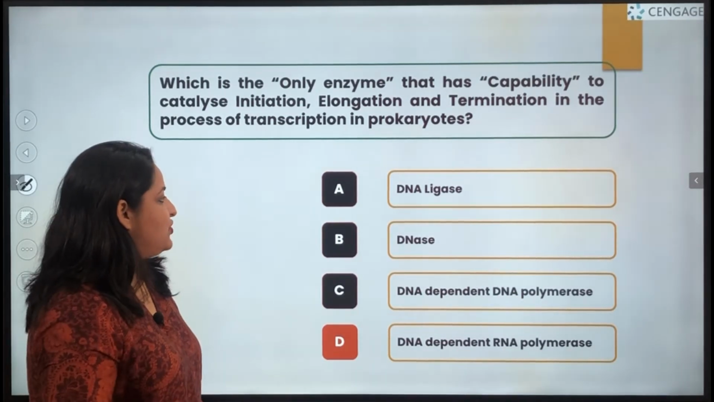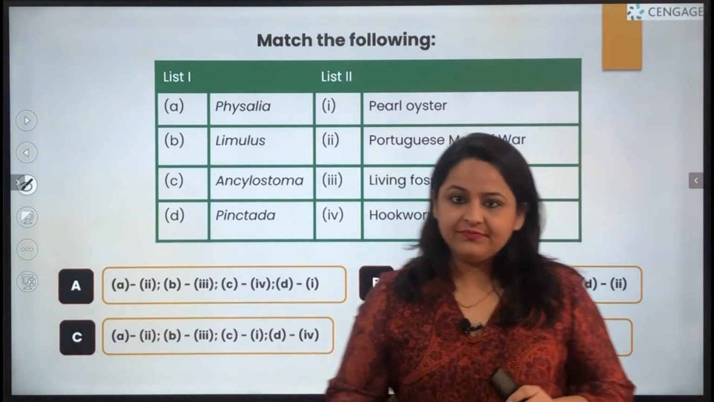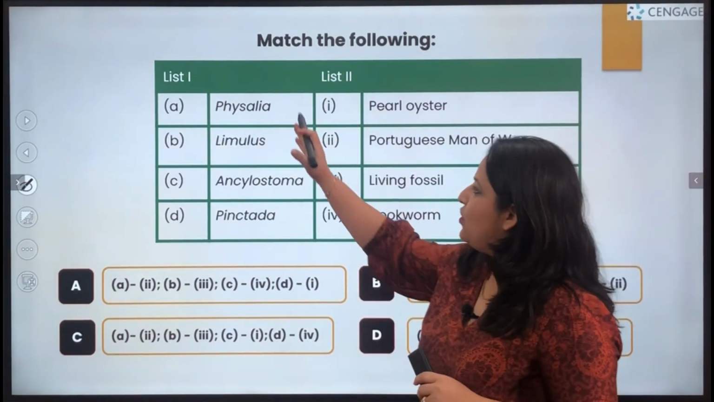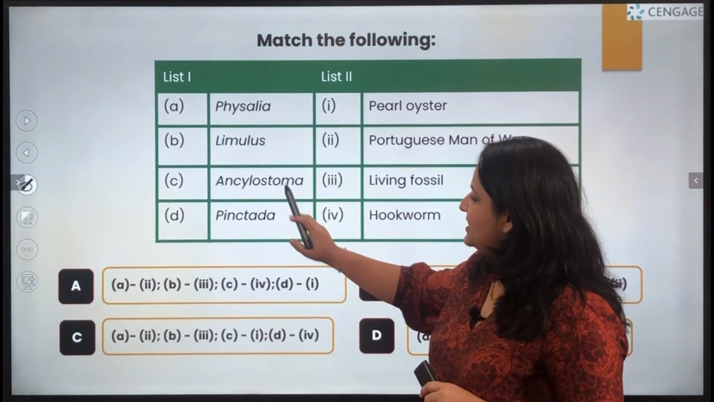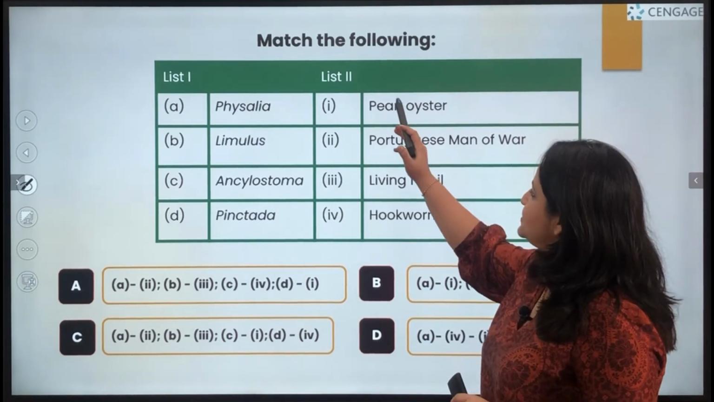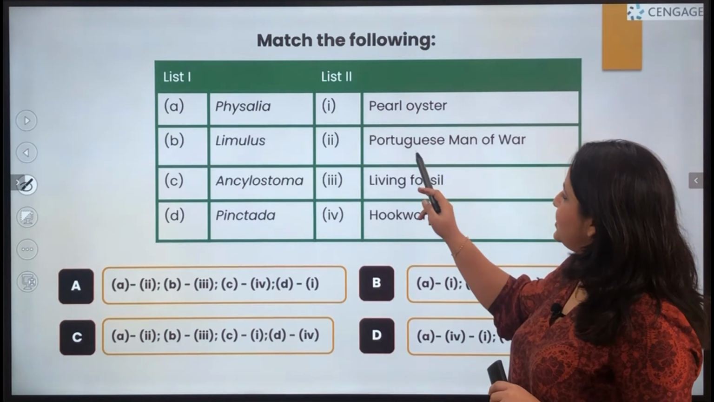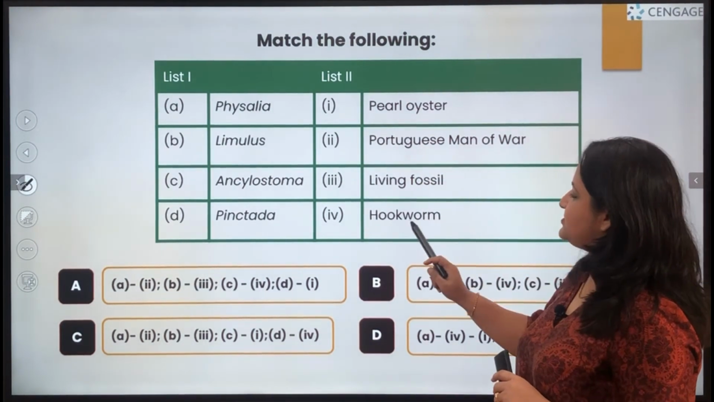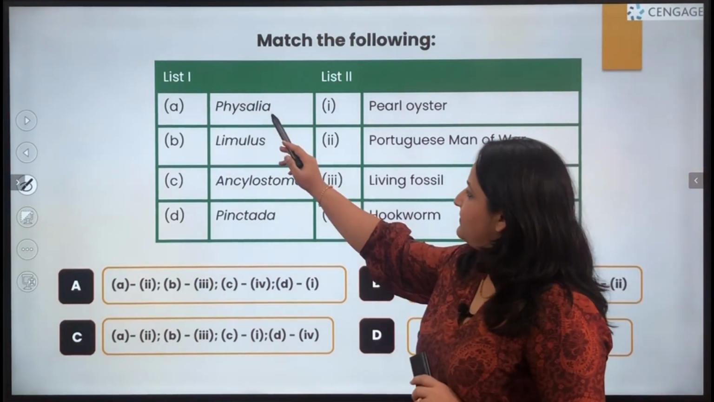Now let's talk about the other question. This is again a matching type of question. Here we have to match the options which are given in list 1, that is Physalia, Limulus, Encyclostoma and Pinctada, with their common names which are given in list 2. The common names given over here are pearl oyster, Portuguese man of war, living fossil and hookworm. So now let's start with option number 1.